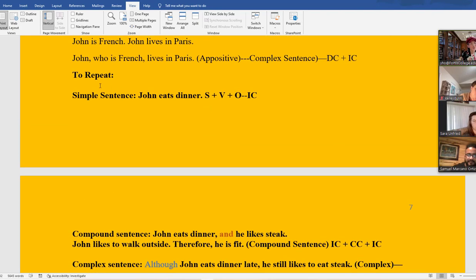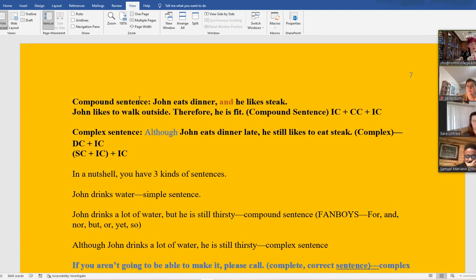All right, so to repeat, a simple sentence is John eats dinner. You have subject, verb, object, and IC stands for independent clause. A compound sentence: John eats dinner and he likes steak. Here you have an independent clause, a coordinating conjunction, and an independent clause. And then a complex sentence is a dependent clause plus an independent clause. The dependent clause is a subordinating conjunction plus a clause. And so that becomes a complex sentence.